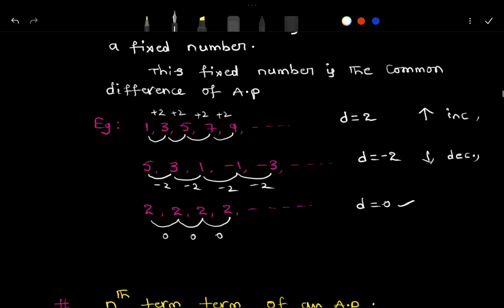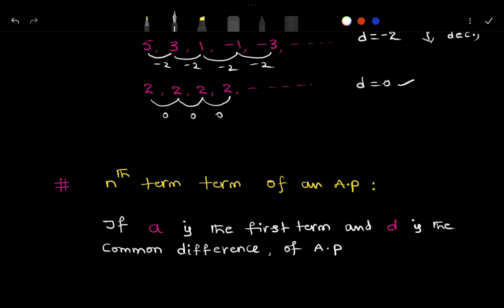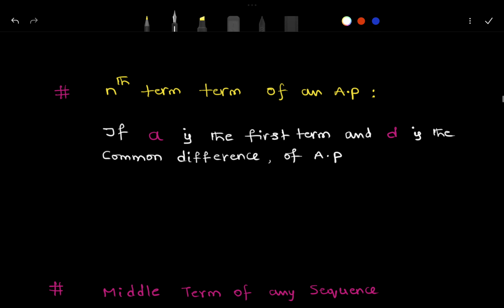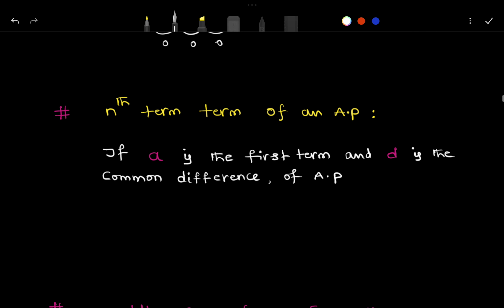Okay, right. Next we will see the nth term of an AP. What is the meaning of the first term in any sequence? That is denoted with a, and the common difference is denoted with d. If a is the first term and d is the common difference of an AP, then what do you say the nth term is? First of all, a is the first term.